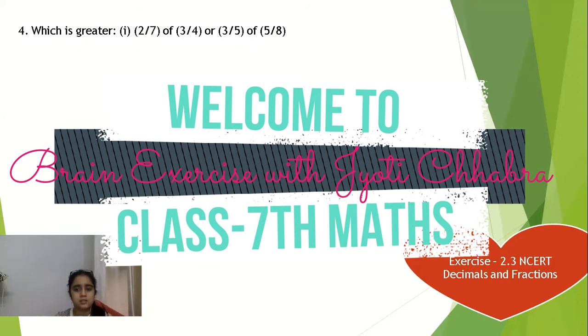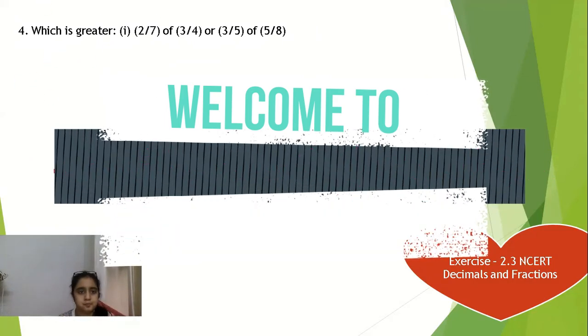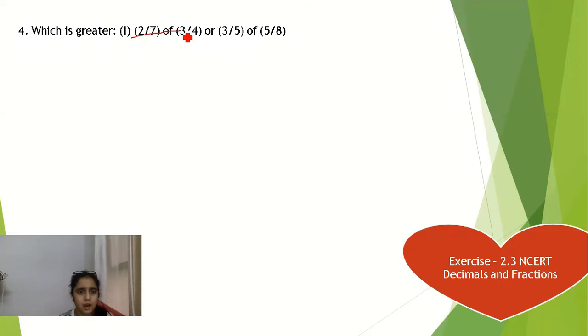So let's start this video with question number 4. In this question we have to find out which is greater. It means there are two situations: first we will multiply these numbers with each other, and in the next situation we will multiply these numbers with each other, and whatever answer we get after multiplying, we will compare those numbers and find out which fraction is greater.